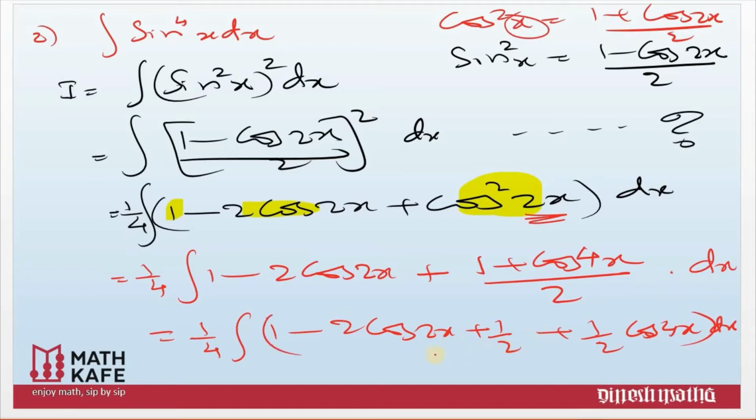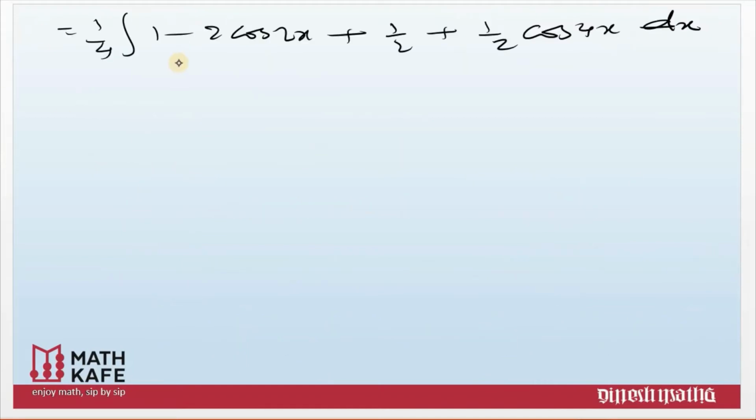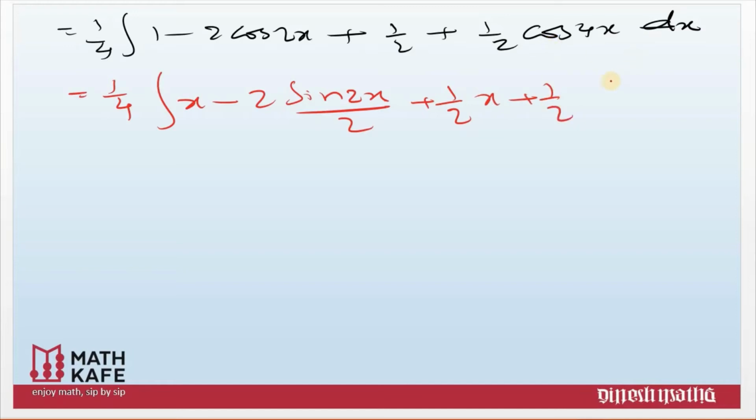And this step is also very essential. You remember, here I have made every term in the form of an algebraic expression, like a sum and difference of terms. Now let us integrate each term. Integral of 1 is x, and integral of cos 2x is sine 2x by 2, and half means half x, and half times cos 4x is sine 4x divided by 4 plus c. That's our answer.